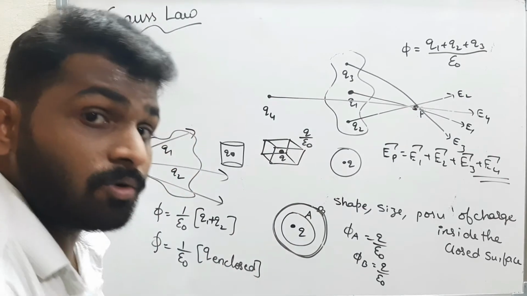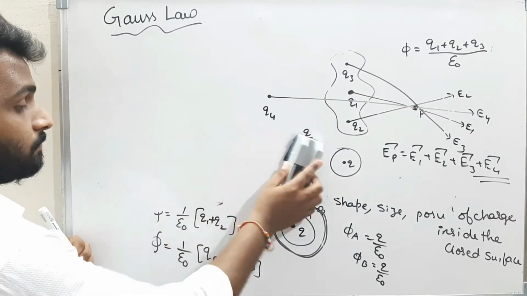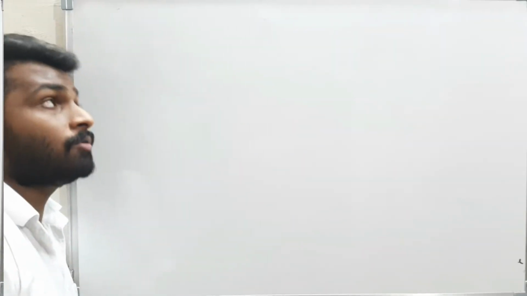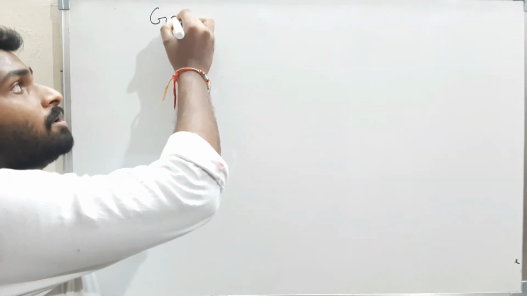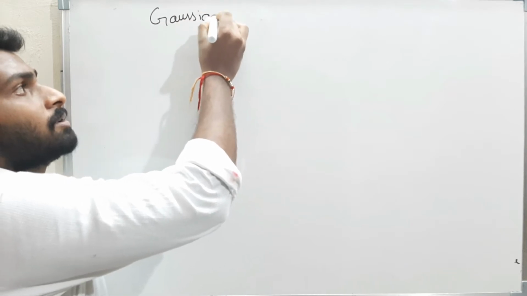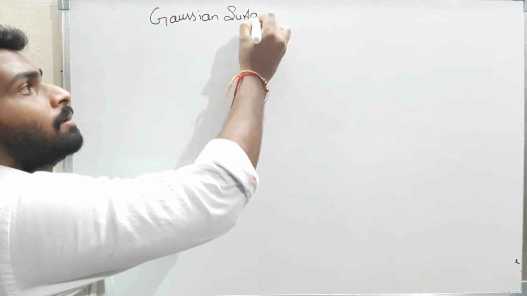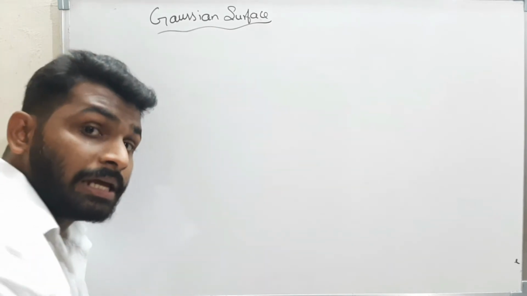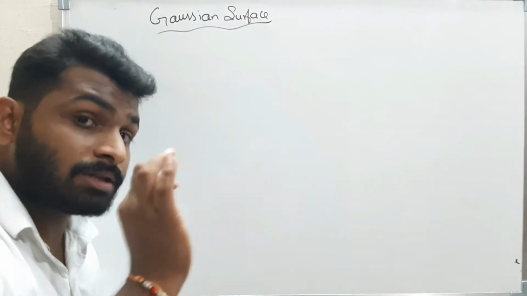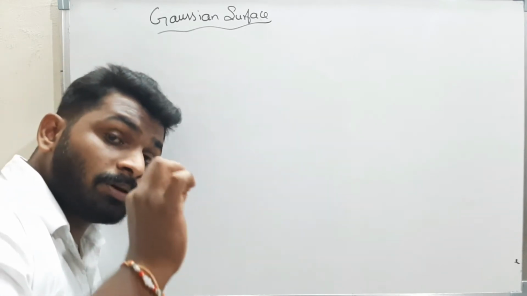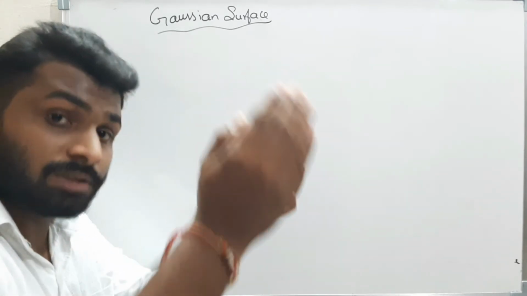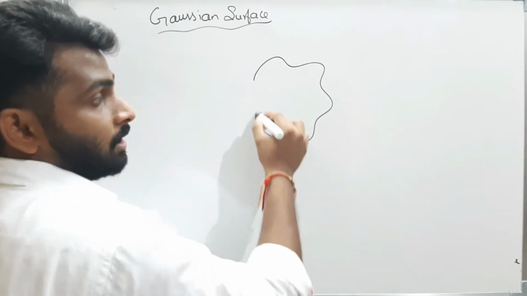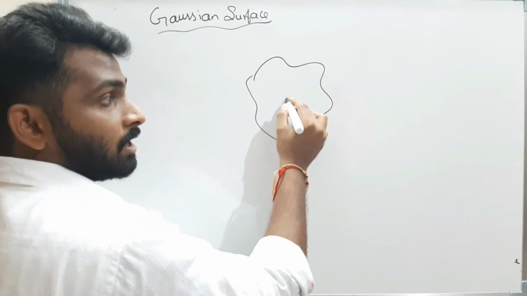Okay, now we will see what is a Gaussian surface. Now you see, a Gaussian surface is simply an imaginary surface. It is an imaginary surface that should be chosen around a charge.